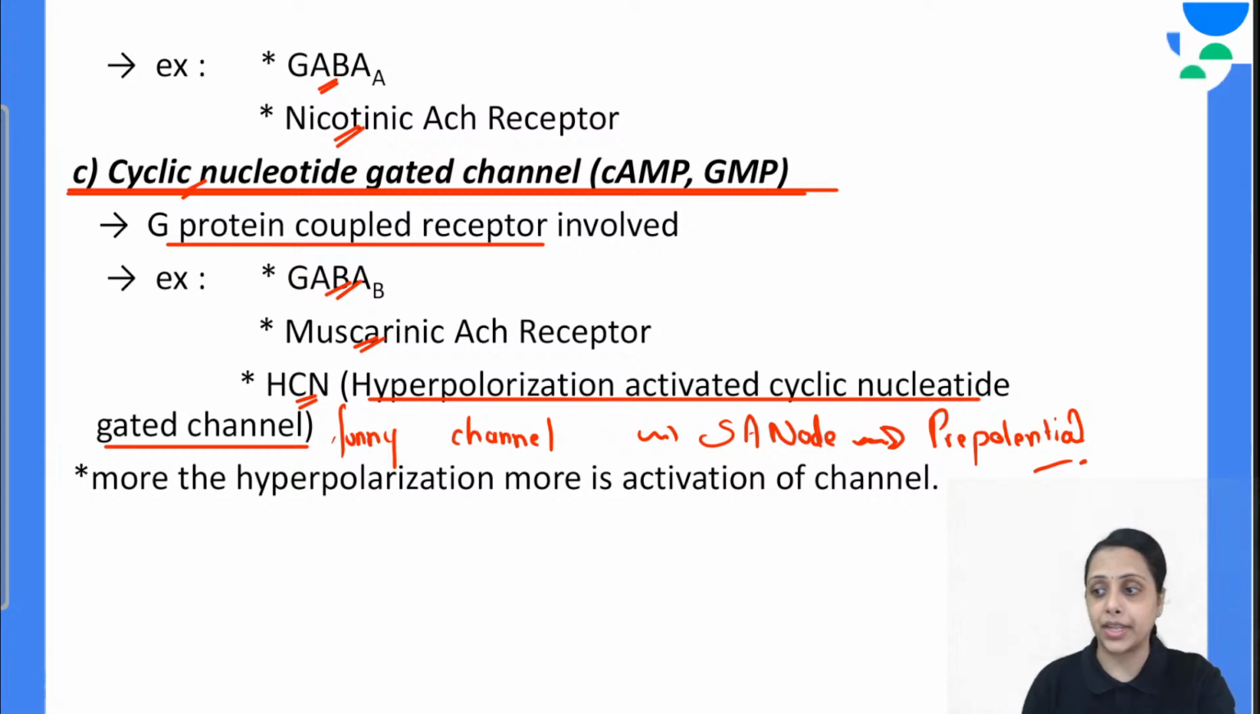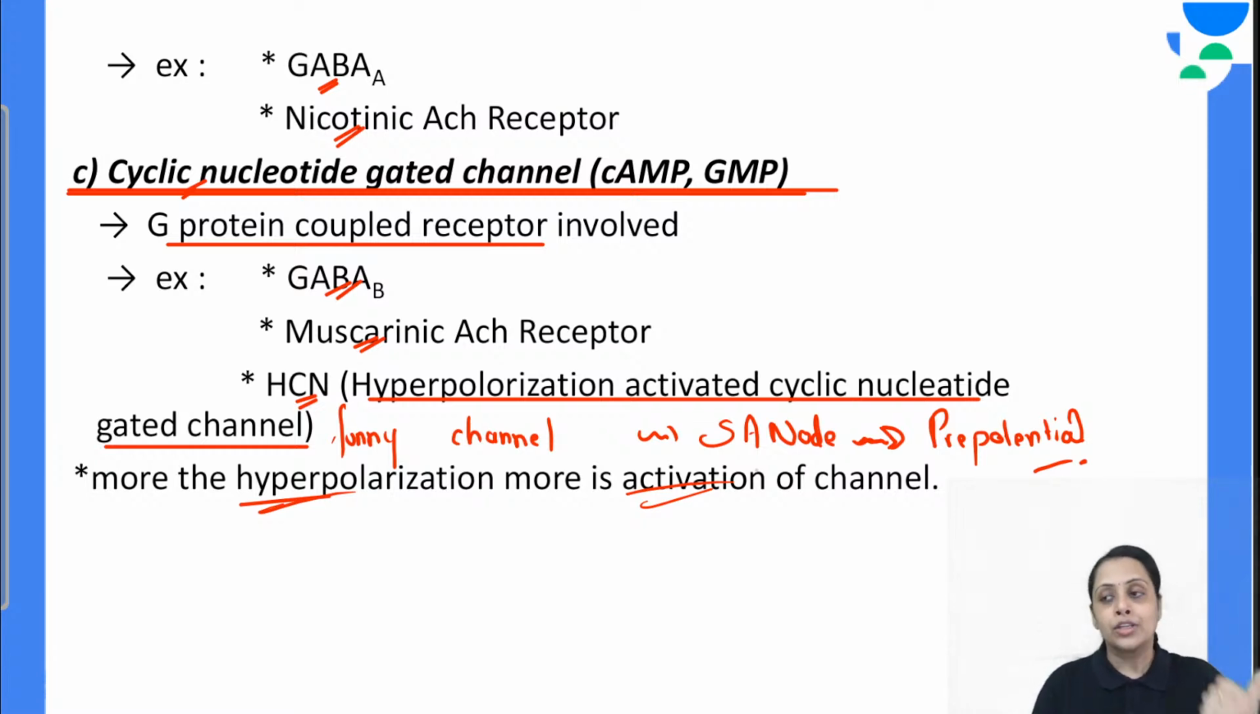Is this clear with everybody? So this HCN channel is important. Do remember, everyone. Moving further, this HCN channel is known as hyperpolarization activated cyclic nucleotide gated channel. The more the cyclic nucleotide is present, the more activation of this channel will occur. Hyperpolarization activated means the more the hyperpolarization, the more is the activation of this channel. So that's why it is known as hyperpolarization activated cyclic nucleotide gated channels.